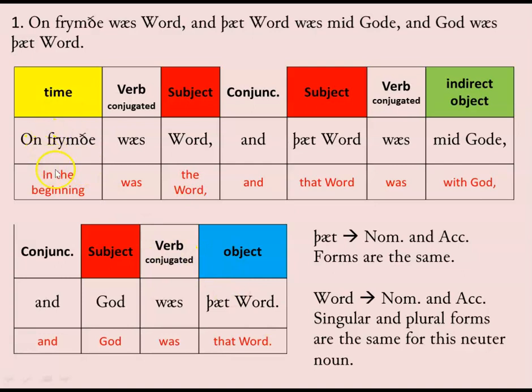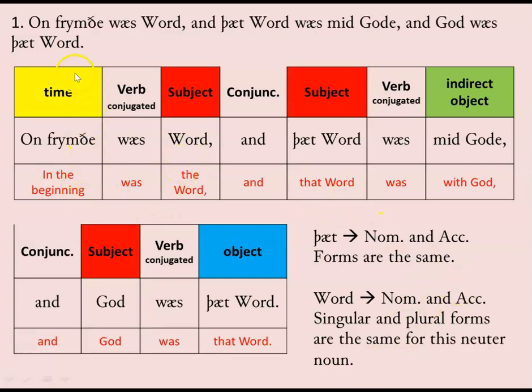But to say in the beginning, on the verruimte was word, and that word was mit God, and God was that word. Okay, now notice that is the same in both its nominative and accusative forms. They are identical, the two forms, nominative and accusative. And the word word, which is the same as the modern word word, is the same both in its nominative and accusative singular and plural forms, for this neuter noun. Okay, now that's verse 1.